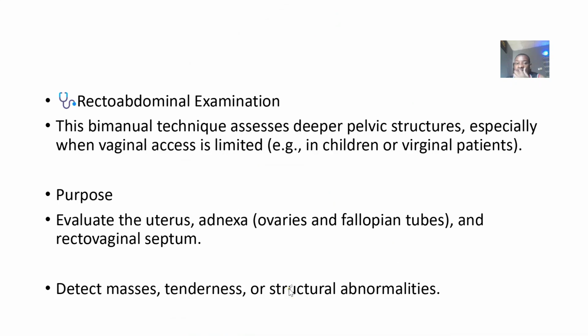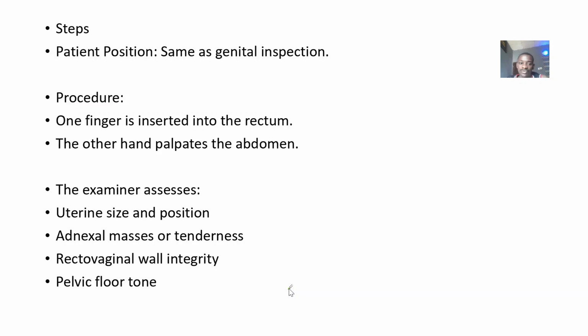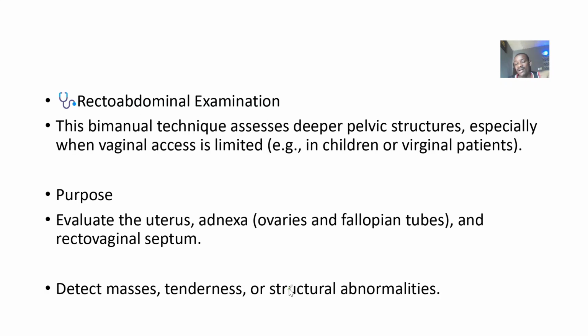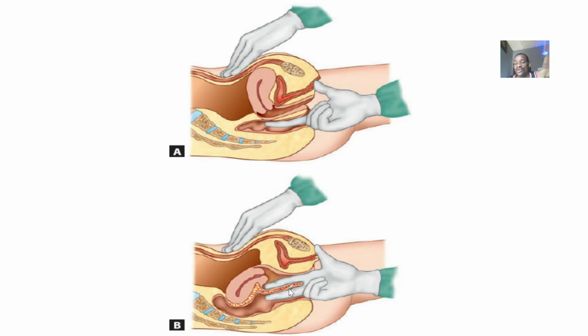Then rectoabdominal examination is where you're trying to assess deeper pelvic structures, especially when vaginal access is limited. Okay? So you want to evaluate the uterus, adnexa, okay, and all of that, okay. Detect masses, tenderness, if there's any abnormal structure, okay. So the patient position is still lithotomy. So one hand is inserted into the anus and the other hand on the abdomen, okay. So they call that a bimanual examination.